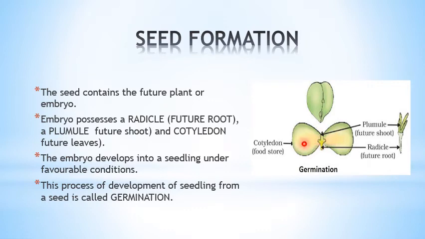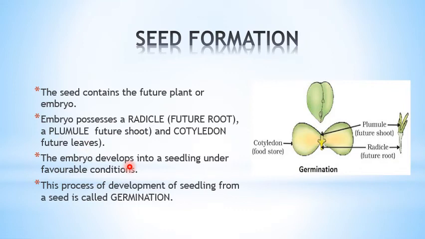This is the cross section, or you can say the transverse section, of a gram seed, which is a dicot. So the seed contains the future plant or the embryo, and when the seed is sown under favorable conditions, it comes out as a seedling. Germination takes place, and then the process of formation of the plant starts. So the embryo possesses the radicle, your future root, the plumule, your future shoot, and the cotyledons, your future leaves where the food is stored.